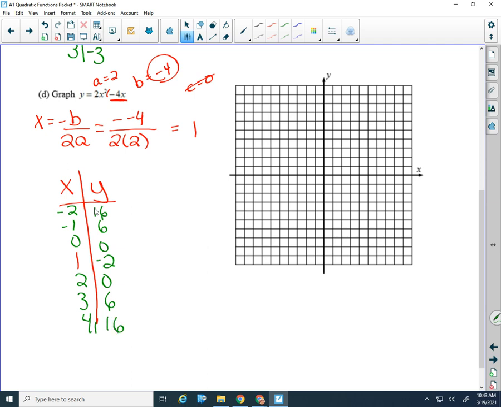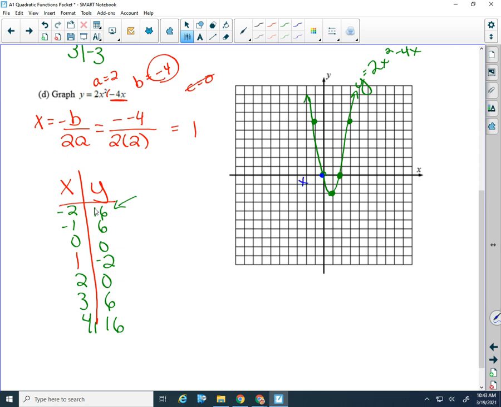Okay, I cannot plot the point 2, 16 on here. It's too big, so I'm just not going to. I'm going to do -1, 6, 0, 0, 1, -2, 2, 0, and 3, 6. Before I forget, I'm going to label my equation with my problem: 2x² minus 4x.